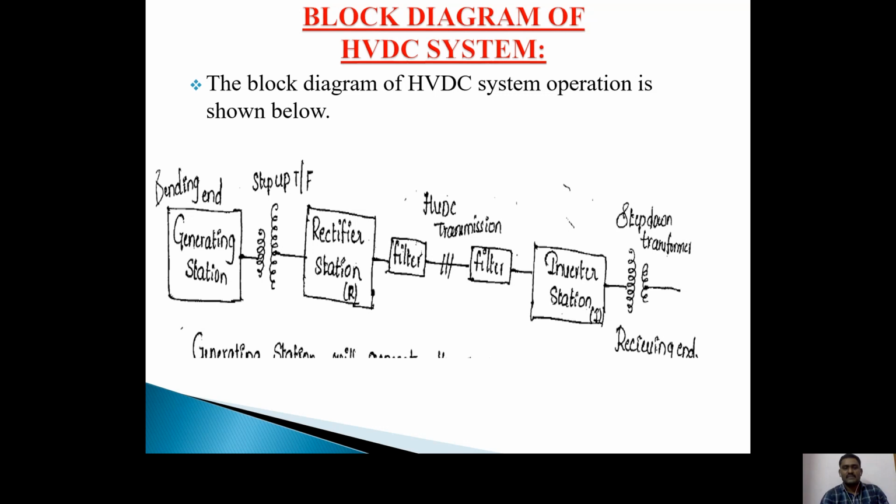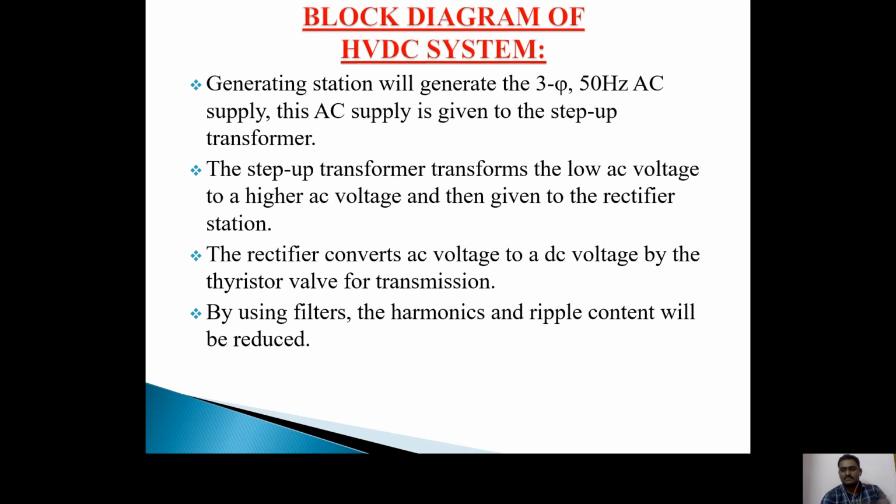So this is the block diagram of the HVDC system. Here I am explaining it one by one. I already explained, but I am explaining it again. The generating station connected at the sending end generates three-phase 50 Hz AC supply. This AC supply is given to the step-up transformer, which transforms the low AC voltage to a higher AC voltage, and then it is given to the rectifier station. The rectifier converts AC voltage to DC voltage by the thyristor valve for transmission.